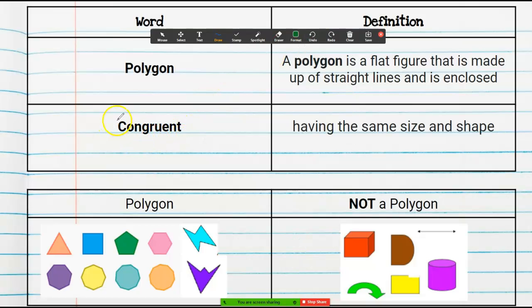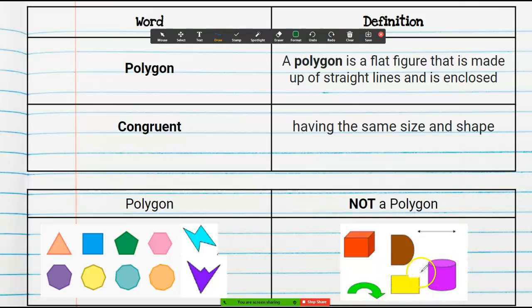All right, congruent. We've talked about the word congruent before. It basically means same size and same shape. So same size and same shape. Okay, so let's take a look at these. This is not a polygon because it's 3D. So we know a polygon is a flat figure. This is a curve, so it's not a polygon. This is just a line, okay, so that's not a polygon. This has a curve and it's a 3D shape.